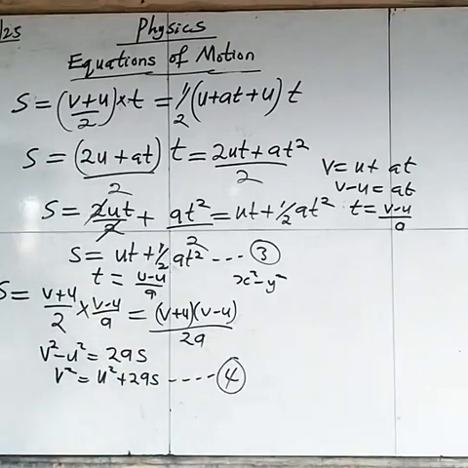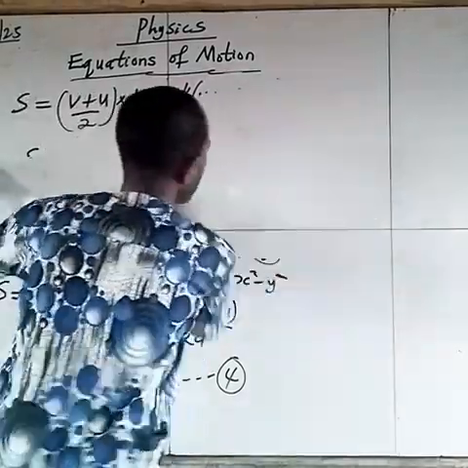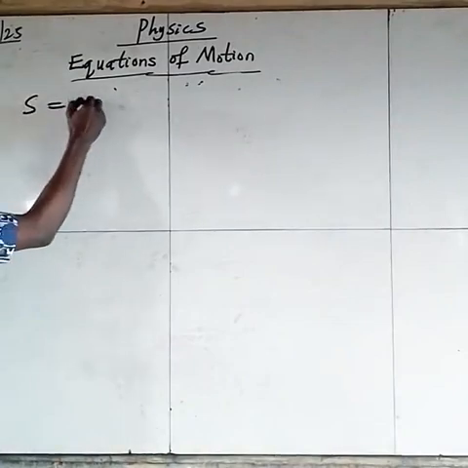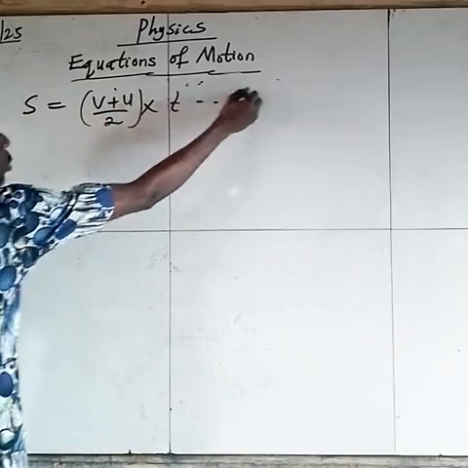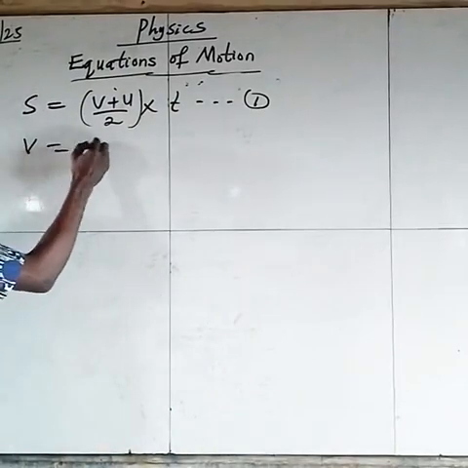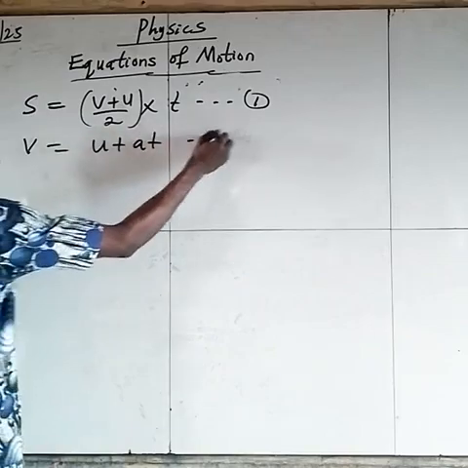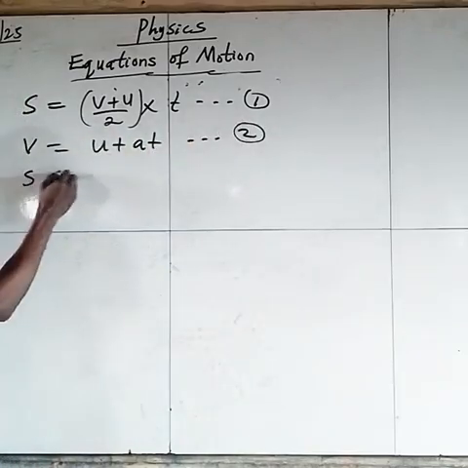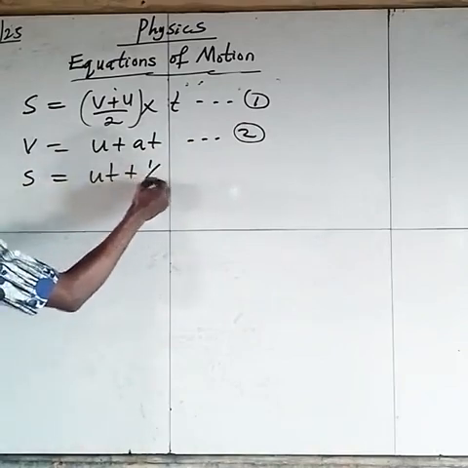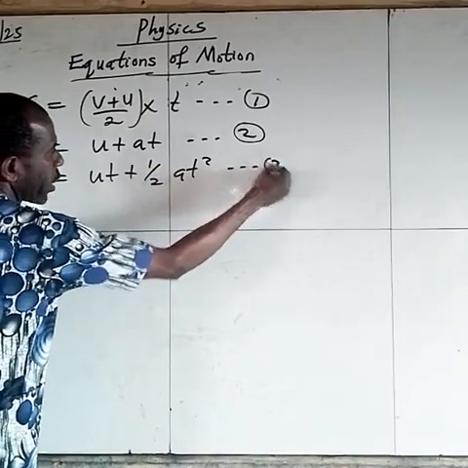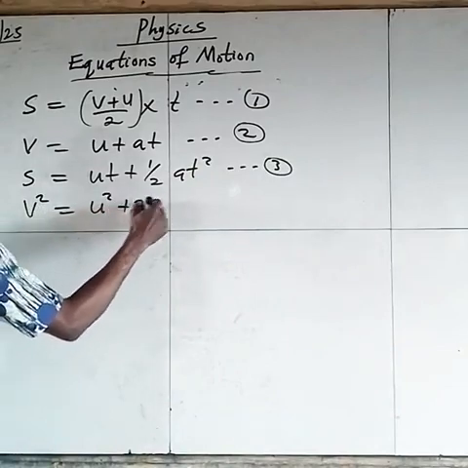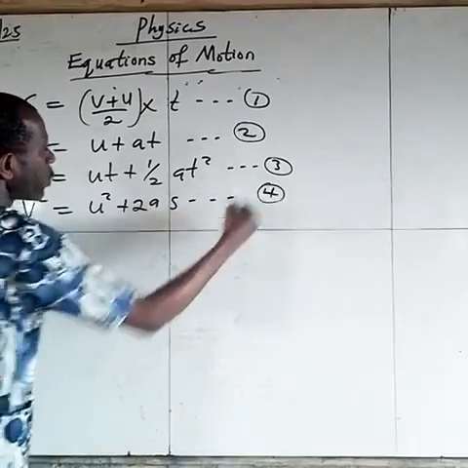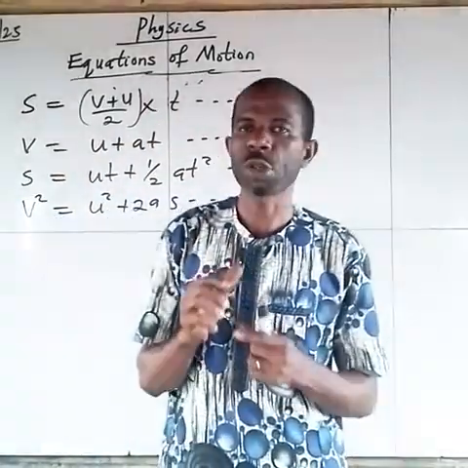So this is how we derived all the equations. Now let us put all of them together in one place. So this is s equal to v plus u all over 2 multiplying t. This is your equation 1. The second one says v equal to u plus at. This is your equation 2. The third one says s equal to ut plus half at squared. This is your equation 3. Then the last one says v squared equal to u squared plus 2as. This is your equation 4. These are the 4 equations of motion.